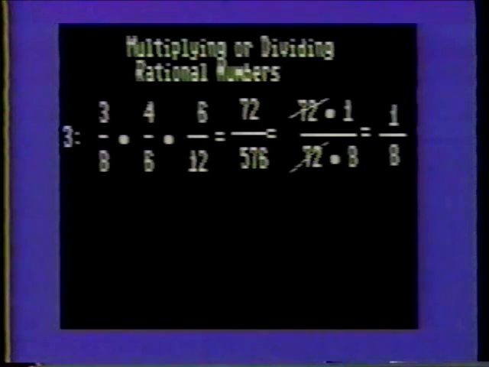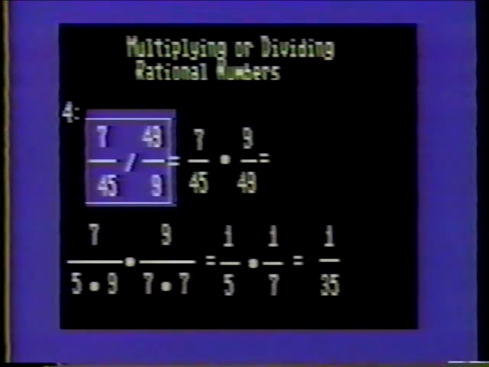Number 3. 3/8 times 4/6 times 6/12 yields 72 divided by 576. This problem can be further simplified because 72 will go into 576 8 times. Thus we have 72 divided by 8 times 72. 72 is present in both the numerator and the denominator. Thus we can cancel 72 out and we are left with 1 divided by 8. 1/8 is our final solution.